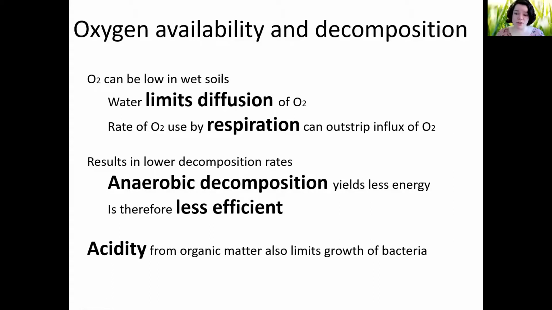Oxygen can become low in wetland soils. Water limits diffusion of oxygen into soils, and the rate of use of oxygen by respiration can outstrip the influx of new oxygen. When oxygen is used up, organisms must use anaerobic forms of respiration, which yield less energy and are therefore less efficient. Acidity from organic matter can also limit the growth of bacteria, especially in wetland soils.